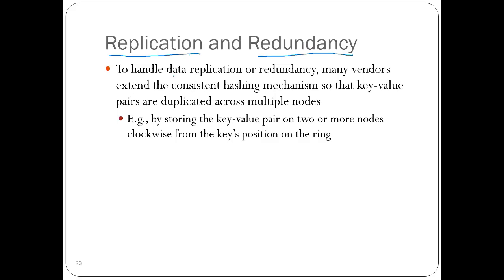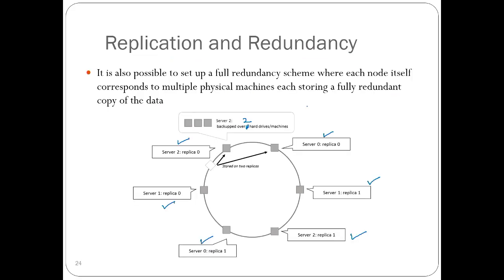Now to handle the data replication or the redundancy, many vendors of NoSQL databases have extended the consistent hashing mechanism so that the key value pairs are duplicated across multiple nodes, right? So what was this picture saying? Well, when you have this new key, you would store this key not only on this server, you will have this in the other server as well, just to make sure that it is consistent.